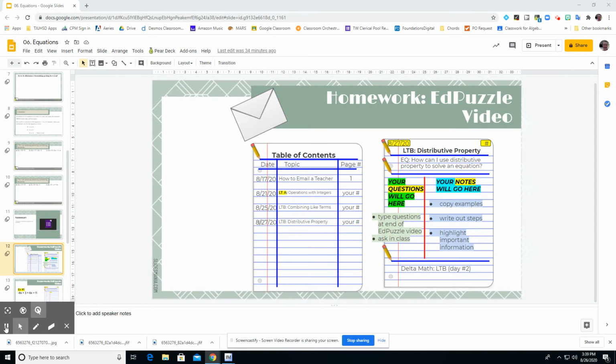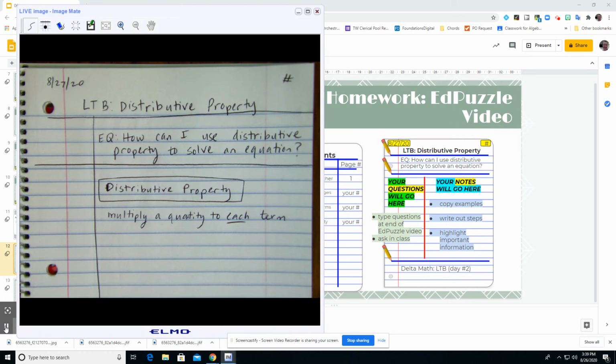So before we begin, let's go ahead and talk about what is the distributive property. And today I'll be taking notes in a notebook so you can see how it might look when you are taking notes. So I have my essential question at the top, and then I want to start with a definition. The distributive property is to multiply a quantity to each term.